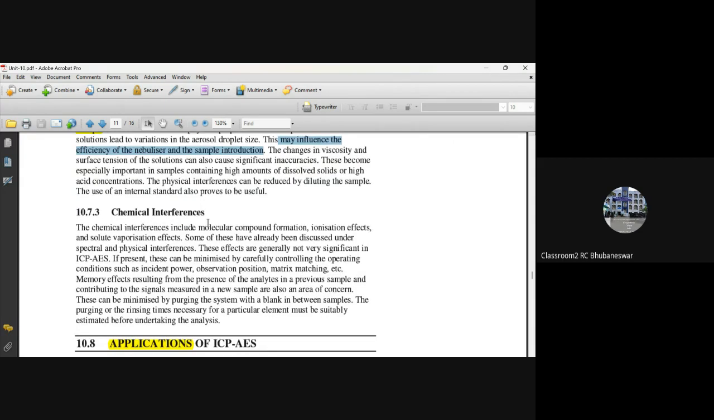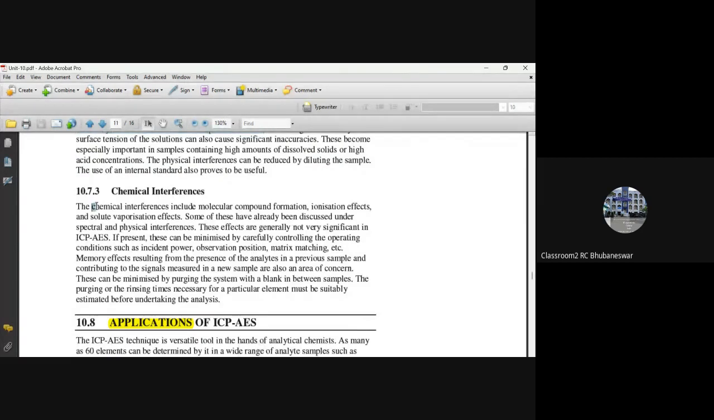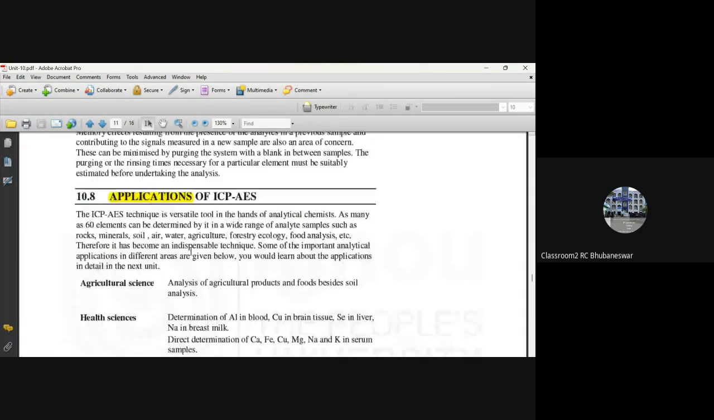Chemical interferences include molecular compound formation, ionization effects, and solute vaporization methods. So chemical interference can be in different ways, like contamination due to some other elements. In the plasma source you are using, some other elements or molecular species also get ionized, and that interference is due to chemical interferences.